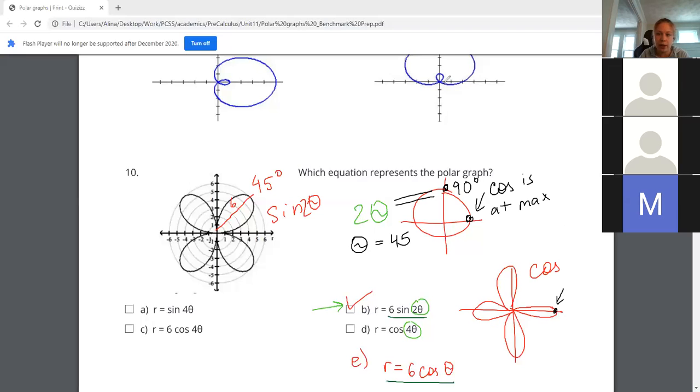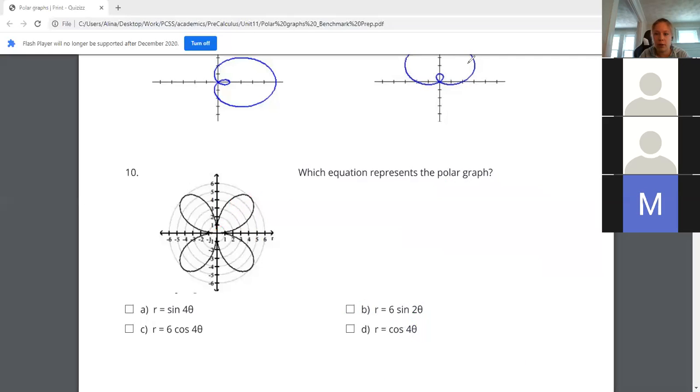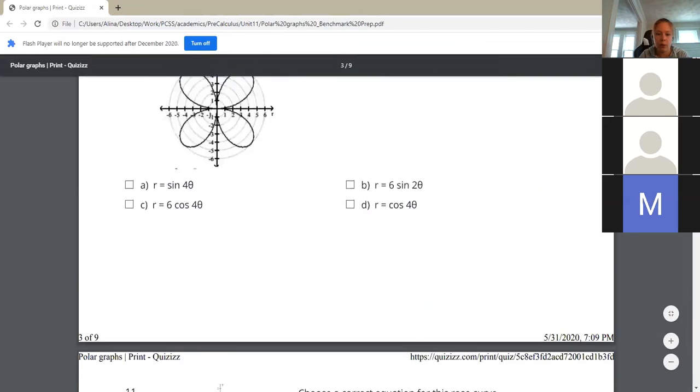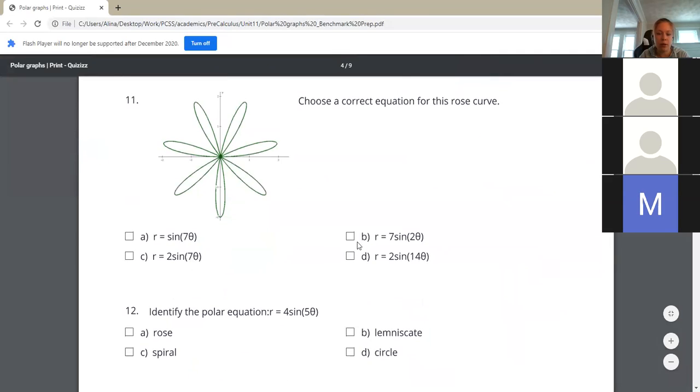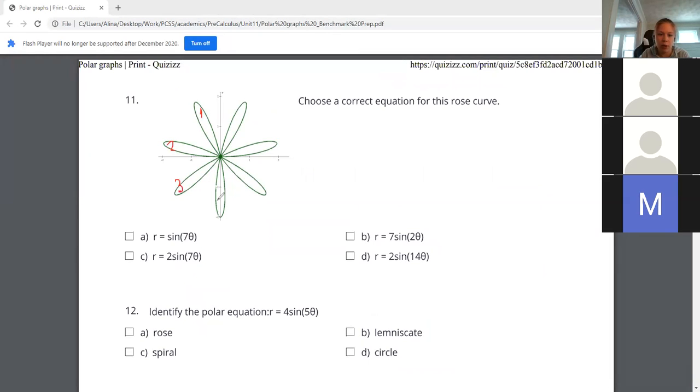I'm going to clear this and move to the next question. My next question will be a beautiful rose, a beautiful flower. Let's count how many petals it has. 1, 2, 3, 4, 5, 6, 7. When it's an odd number of petals, we're just looking for, all right, 7.